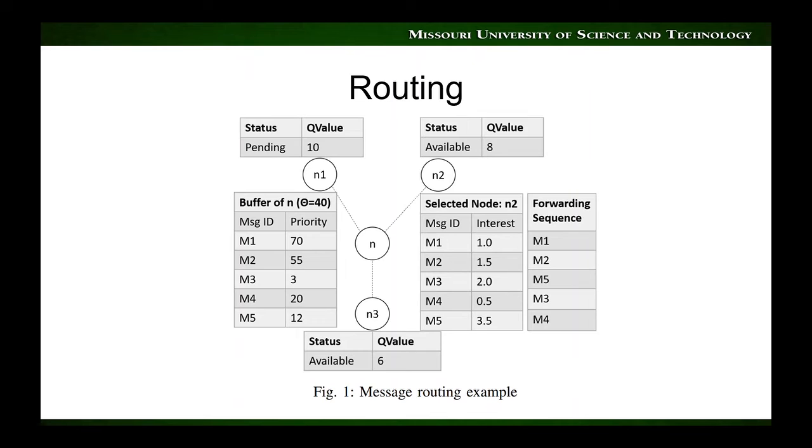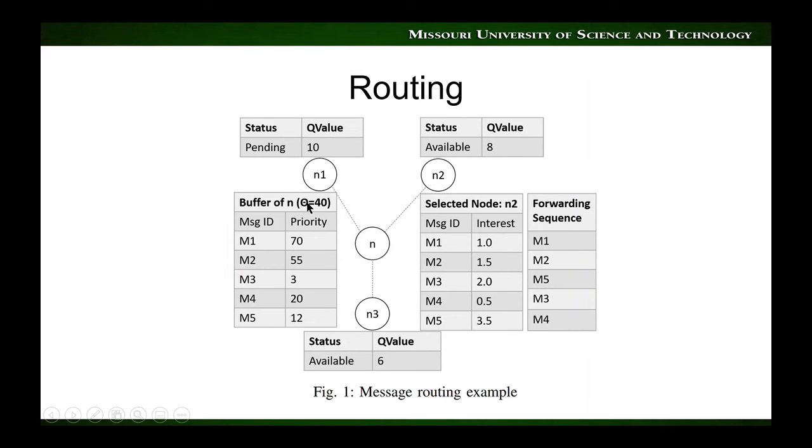So by keeping all these goals in mind, we can define our routing as follows. We can take this simple example. Let's say a node already transferred a message to node 1. So node 1 will be in pending state. It will receive the message. Then node N meets N2 and N3. Both are available, and we can see that the Q value of N2 is more, so it will select N2 for the next hop.